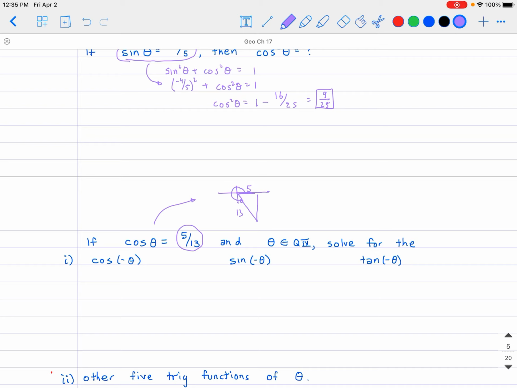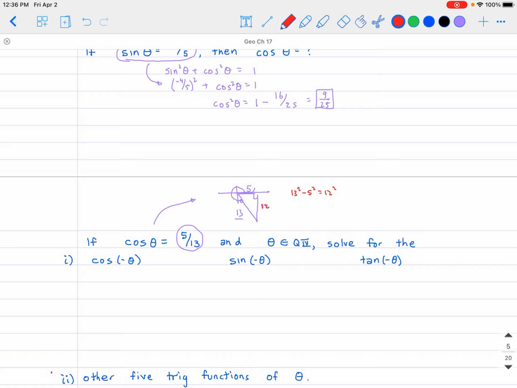Well, if we know that, then we can solve for the opposite part over here, which is going to be 12, because we can use the Pythagorean theorem. In this case, the knowns are 13 and 5. The way that we got the 12 is that 13 squared minus 5 squared is equal to 12 squared. So that's going to be the opposite side.